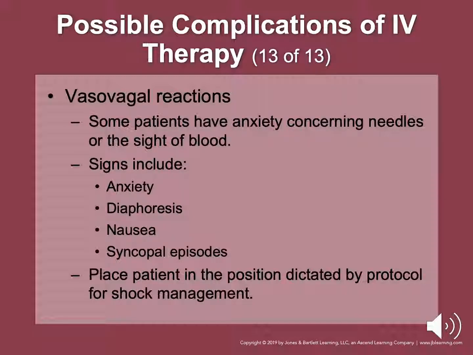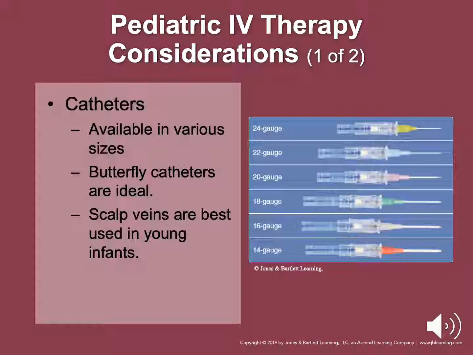Catheters are available in various sizes, with 20, 22, 24, and 26 gauges over-the-needle catheters being best for insertion, depending on the size of the patient and size of the available vein. Butterfly catheters are ideal. Scalp veins are best used in young infants. So you see your 18s, your 16s, and 14s there. Also, 20 is probably the most commonly used.